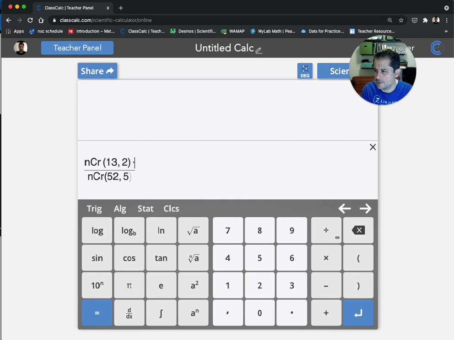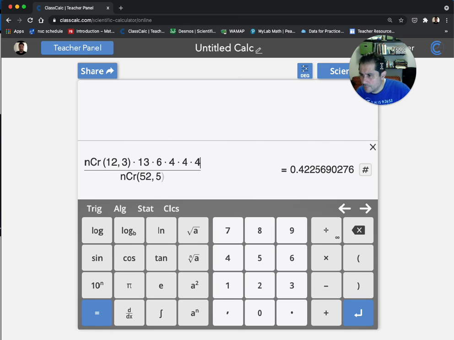Let me rewrite that. The only one I need to calculate is 12C3. Then I multiply by 13 times 6, which was the 4C2. Then I had the 12C3, and then a 4 and a 4 and a 4. So it's 42%.